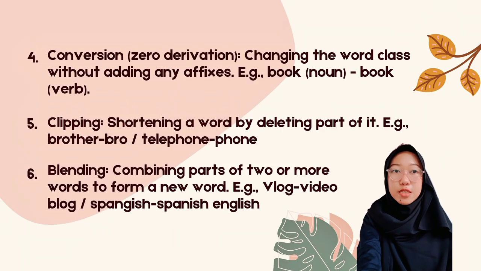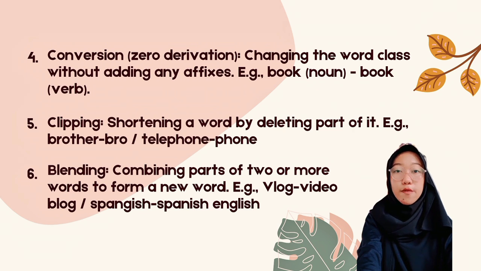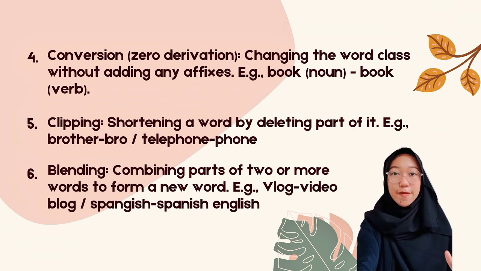And the third is conversion or zero derivation. It changes the word class without adding any affix. For example, book is a noun and book is a verb. The fourth is clipping. Clipping is shortening a word by deleting part of it. For example, brother to bro, or telephone to phone.